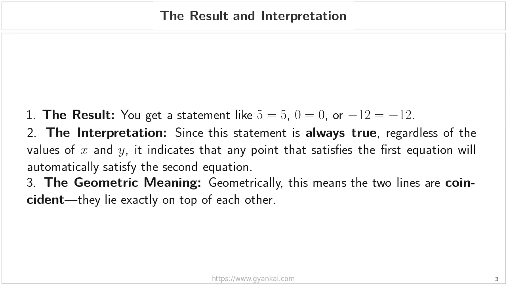Finally, let's visualize this geometrically. If you were to graph these two equations on a coordinate plane, you wouldn't see two distinct lines crossing at a single point like we saw in our previous lessons. Instead, the two lines are coincident. This is just a mathematical way of saying they lie exactly on top of each other, forming a single visible line. Because they overlap perfectly, every single point on that line is a solution to the system.